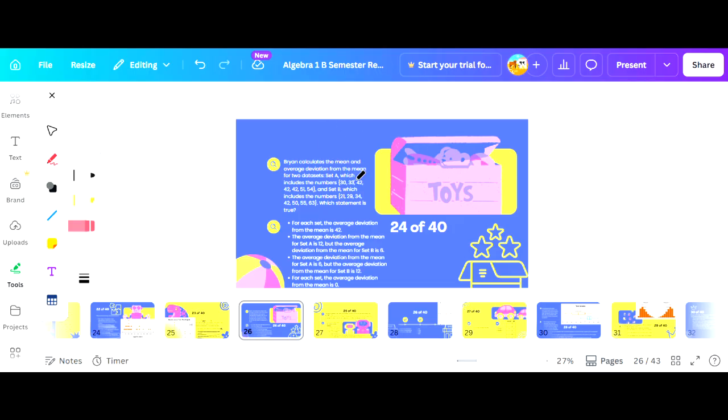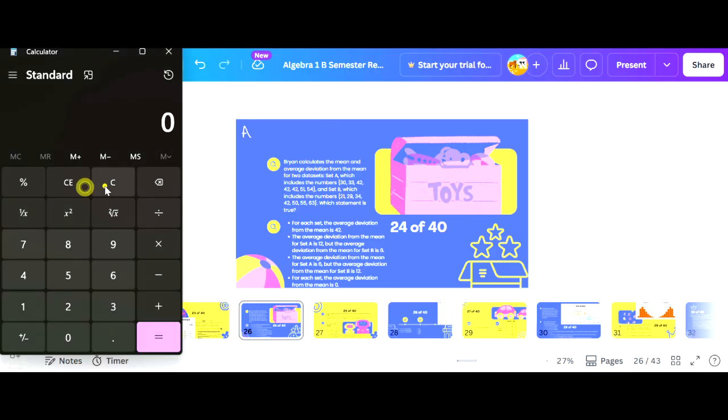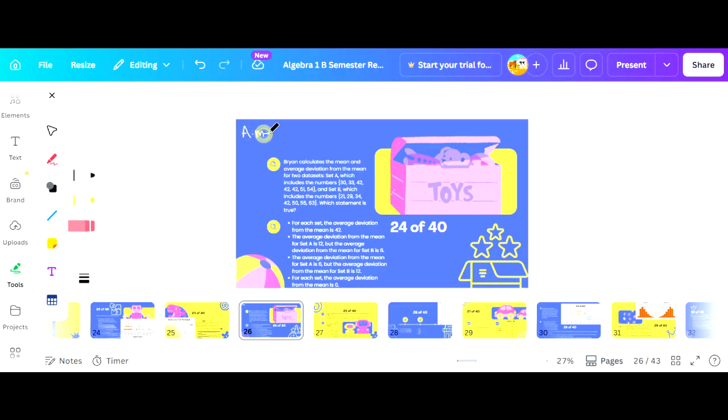So let's find the mean first for data set A. The mean is going to be adding all the numbers together. So, I'm recording everything for you. I guess you get to see my calculator. 30 plus 33 plus 42 plus 42 plus 42 plus 51 plus 54 divided by 1, 2, 3, 4, 5, 6, 7. Okay, so our mean is 42 for this one. Okay, so mean is 42, and now we need to find the average deviation.